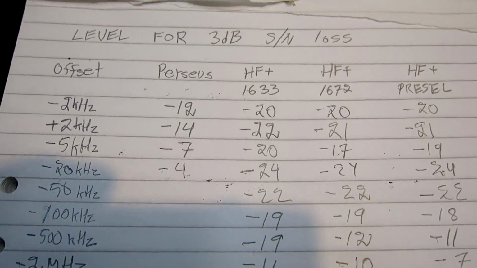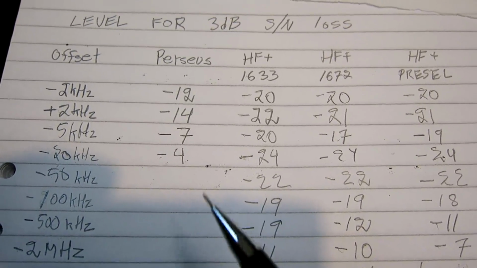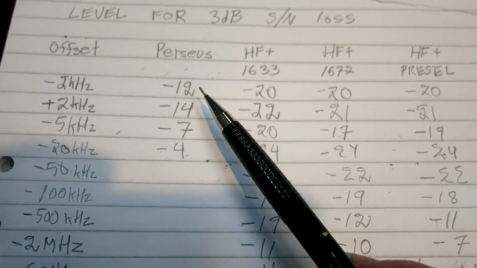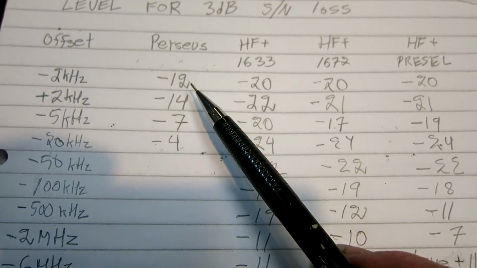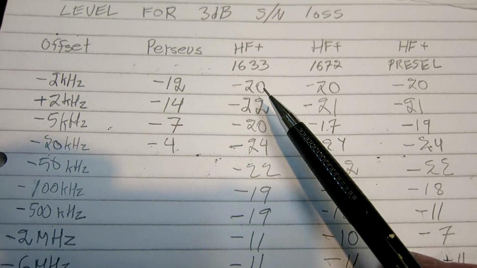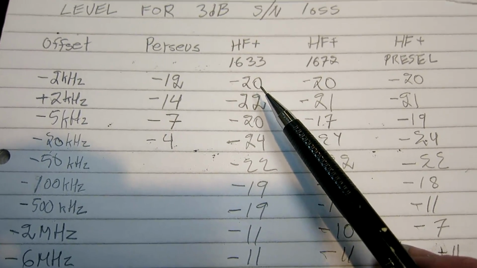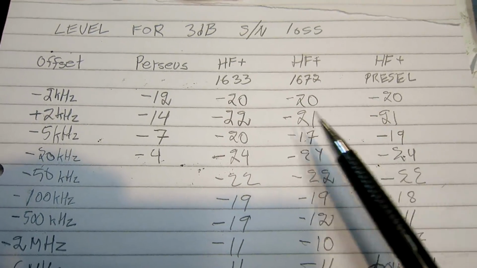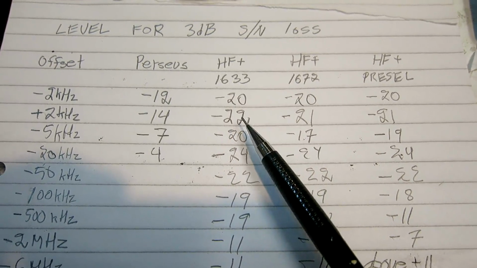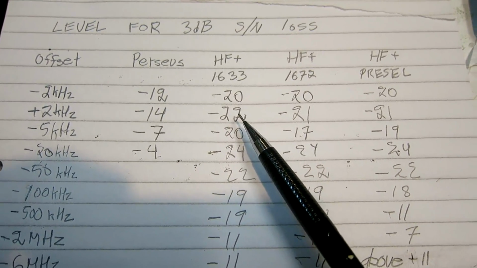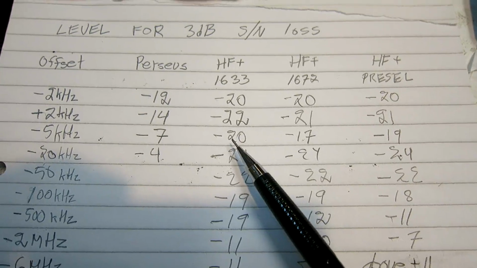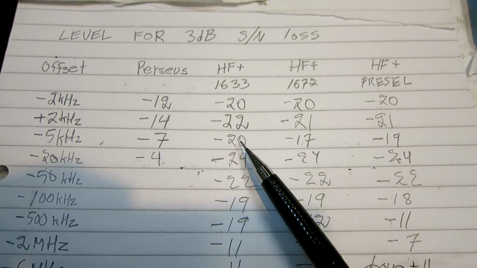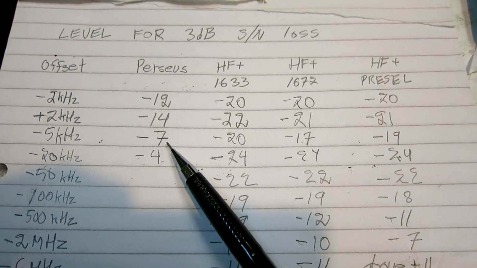So here are the results. At very close range, there is some noise in the perceives, noise on the sideband, noise on the sampling clock. But on the HF Plus, that noise is pretty low. So the difference from the perceives to the HF Plus units is only 8 dB. And it's the same on both sides, roughly. Now, at 5 kHz separation, the HF Plus is about the same, but the perceives is 5 dB better.